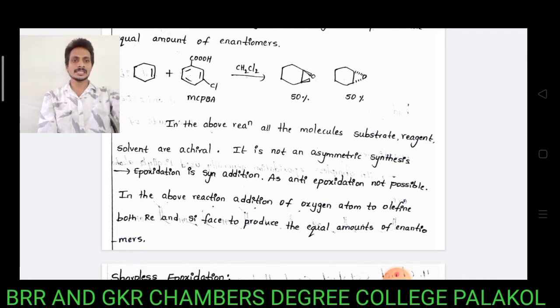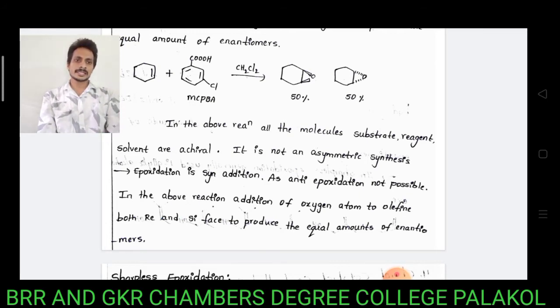In the above reactions, you are using an achiral reagent. Okay, the achiral reagent undergoes oxidation reaction to give equal amounts of enantiomers as products. In this reaction, meta-chloroperbenzoic acid is an achiral reagent. It doesn't differentiate the faces. Okay, in this reaction you are using an achiral solvent, dichloromethane. Dichloromethane doesn't differentiate the faces. The substrate molecule is also achiral.